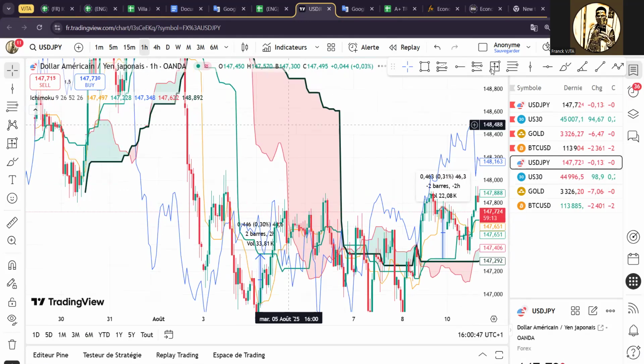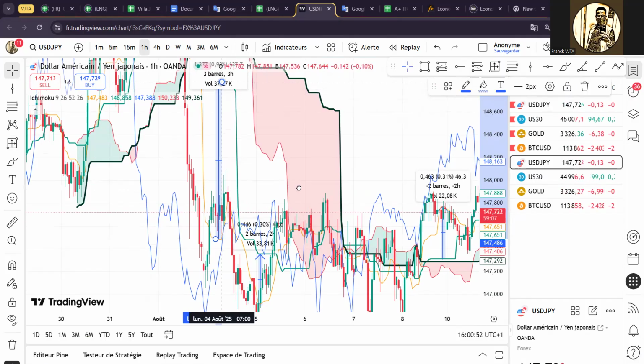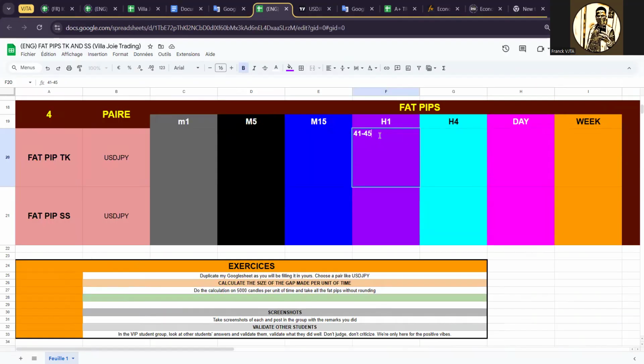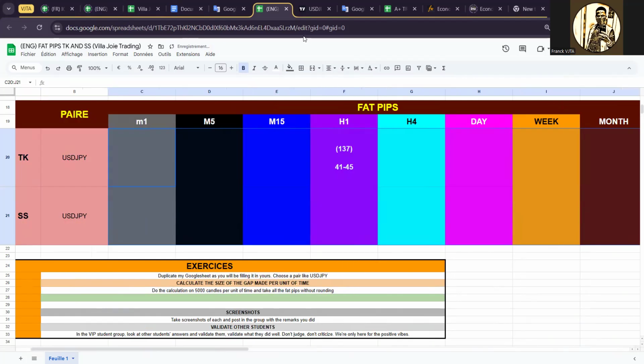Now you have here at this level a number of pips, right? It did not make the trend reverse, but it made the trend correct. The trend made the correction here at 137. But a correction can be about to reverse, or not. So I will put correction in parentheses, right? Correction numbers in parentheses. So I got this one.